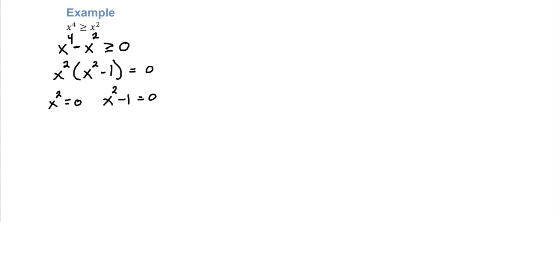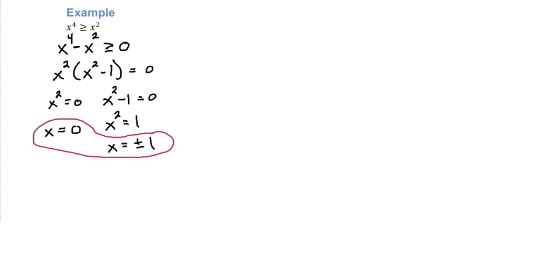and solve. The equation on the left, we take the square root of both sides, and we get x equals 0. And then on the right, we add 1 to both sides, and then take the square root of both sides. X is equal to plus or minus 1. So these values for x we will call boundary points. And we're going to put them on a number line. So we have -1, 0, and +1.